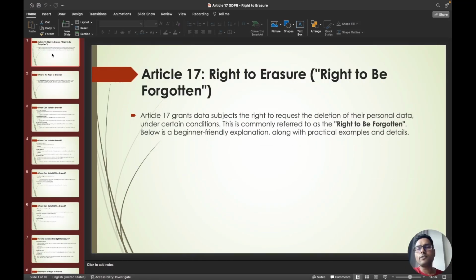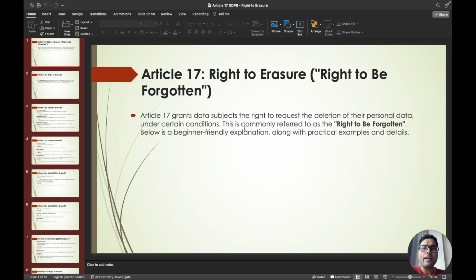So in this video, we'll be understanding Article 17, which is the right to erasure. That means it is a right to erase the data. Who has the right? The data subject has the right. So Article 17 grants data subjects the right to request the deletion of their personal data held by the data controller. Okay, it's simple.